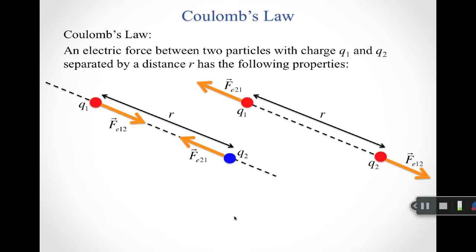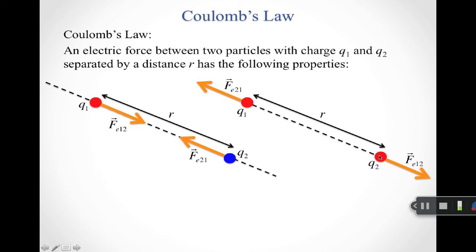So because G is small, the gravitational force ends up being very weak. All right, so let's look at Coulomb's Law now. And what Coulomb's Law tells us is that an electric force between two particles with charges Q1 and Q2 that are separated by a distance r has the following properties. So notice Coulomb's Law is already set up very much like the universal law of gravitation. So here are my two charges. Here's Q1, here's Q2. Notice in this case, Q1 and Q2 are oppositely charged. In this case, Q1 and Q2 have the same charge.